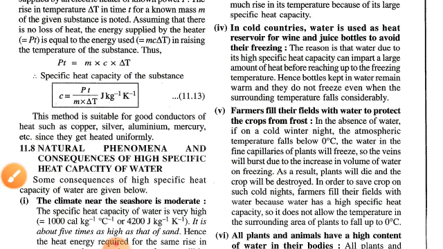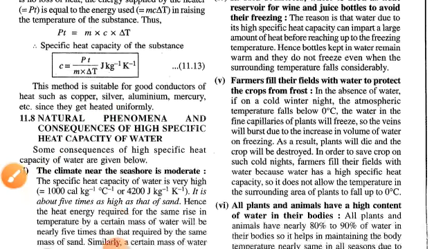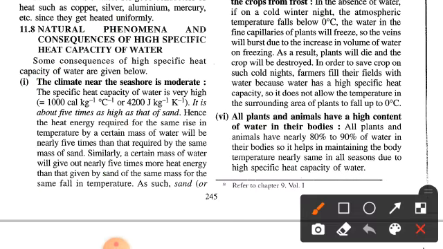Some consequences of the specific heat capacity of water are given below. The first one is that the climate near the seashore is moderate. Why? The specific heat capacity of water is very high. You know very well, it is approximately 1000 calorie per kg per degree Celsius, or you can also say 4200 joule per kg per Kelvin.